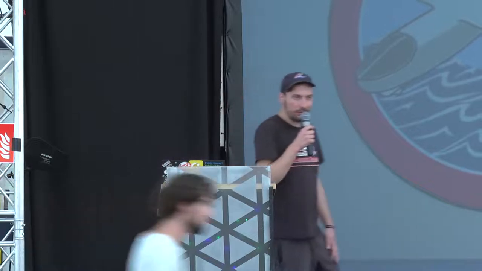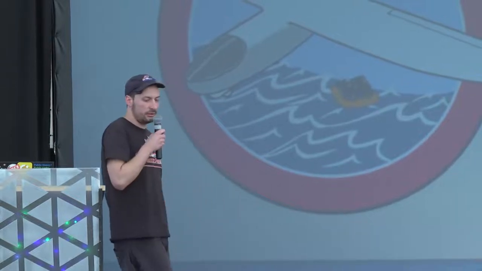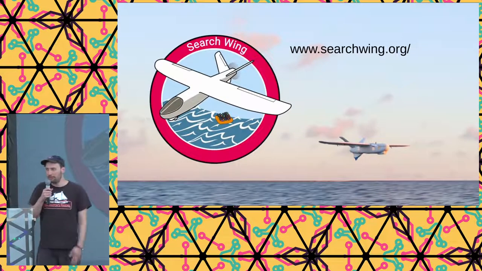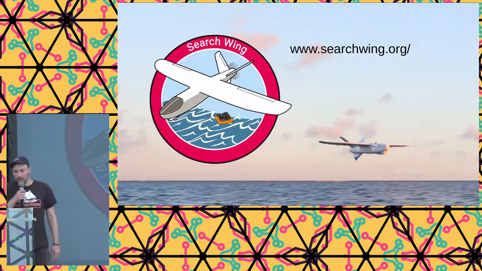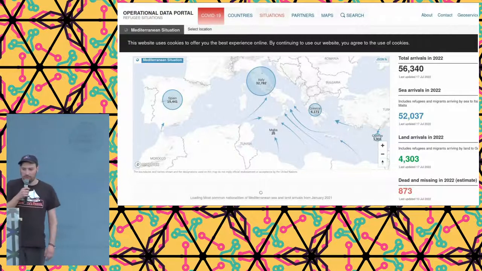Okay, hello. My name is Petro Zilius, and I want to show you a short intro on the project we, as a group called Searchwing, are working on. As you can see here, it's about a drone, and we use it for maritime search and rescue missions. We help NGOs like Sea-Watch and all the others who work in this field to find people in distress and rescue them. So, just to give you a brief overview of what it is about.